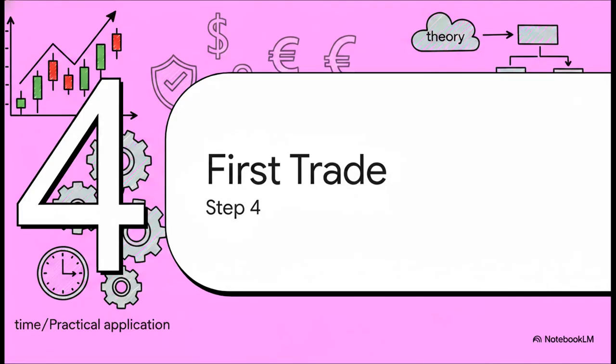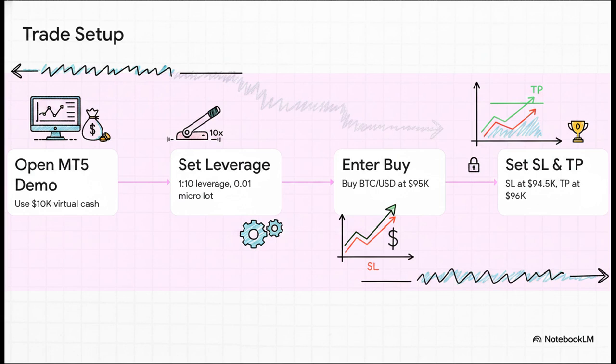All right, step 4. Executing your first trade. Taking all of those safety measures we just talked about, let's walk through the exact mechanics of a practical application. First, you're going to open a free MT5 demo account with 10,000 virtual dollars. Next, set your leverage to a safe 1 to 10. Then, you enter a 0.01 micro lot buy order for BTC/USD at, let's say, $95,000. Immediately, you set your stop loss $500 below that at $94,500.